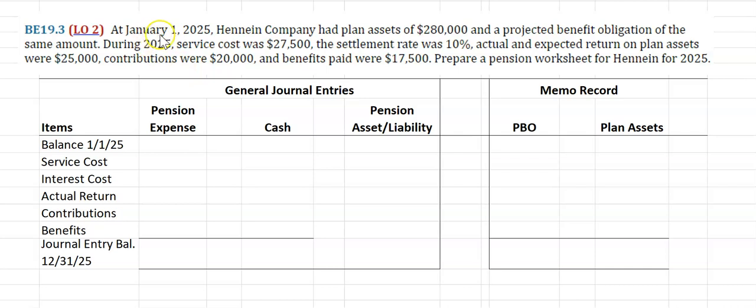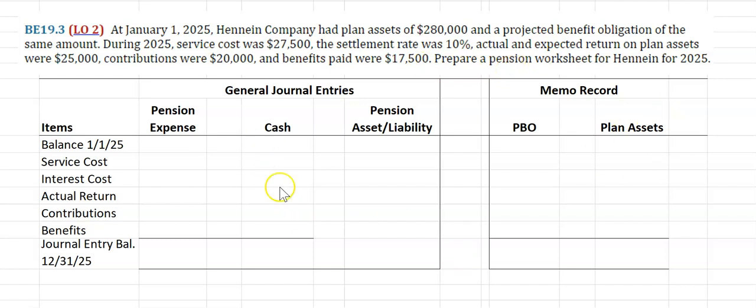So let's see. January 1st, 2025, Hinman Company had plan assets of $280,000 and a projected benefit obligation, the same amount. Then you have other information. Service cost $27,500, settlement rate was 10%, actual and expected return on plan assets both are the same, $25,000. Contributions were made by the employer $20,000 and benefits paid by the employer $17,500.